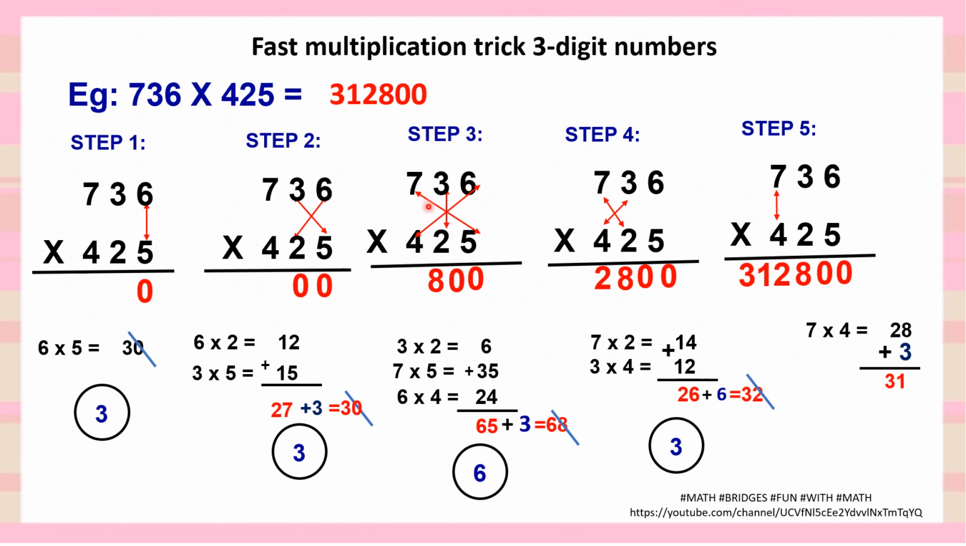Till step 3, till 3 into 2 it is the same like 2-digit multiplication, and this last 2 steps only the diagonally last 2 digits you have to multiply, and the last step only 1 digit here, 7 into 4.